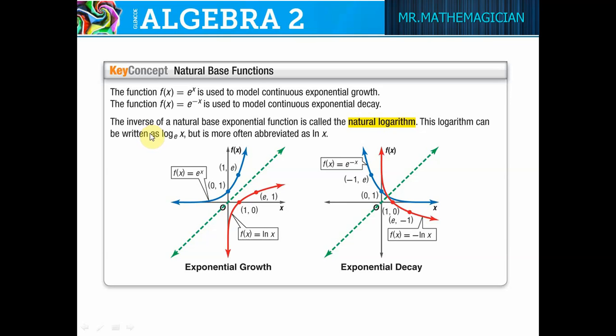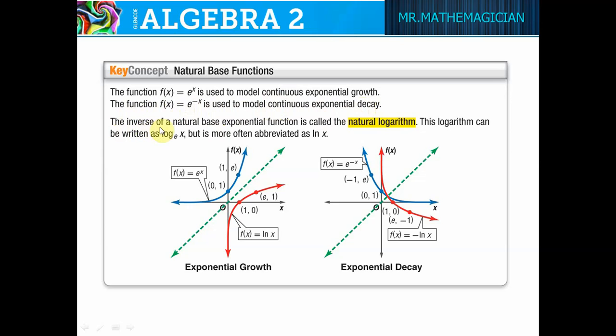This is Mr. Mahmoud explaining Algebra 2, Chapter 6, Lesson number 8, Natural Logarithms. Let's begin with the natural base function. The function f of x equals e to the power of x is used to model continuous exponential growth. The function f of x equals e to the power of negative x is used to model continuous exponential decay.